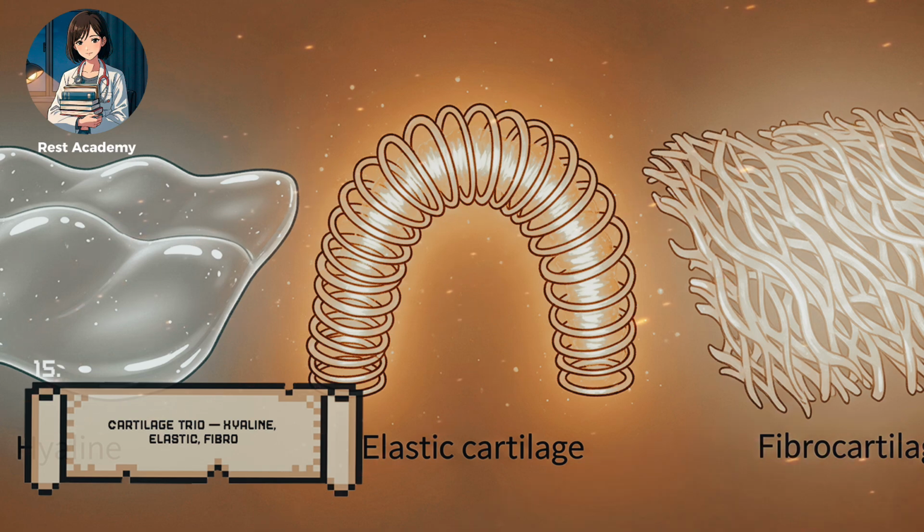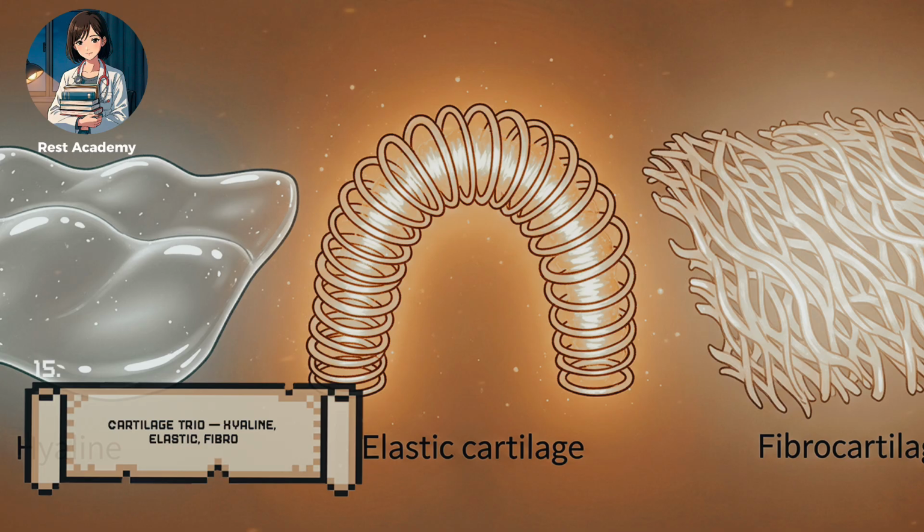Bone formation occurs by two primary processes: intramembranous ossification and endochondral ossification. Intramembranous ossification forms flat bones like the skull and clavicle. Mesenchymal cells differentiate into osteoblasts directly, secreting matrix that mineralizes in place. Endochondral ossification, responsible for long bone development, involves a cartilage template that is gradually replaced by bone.